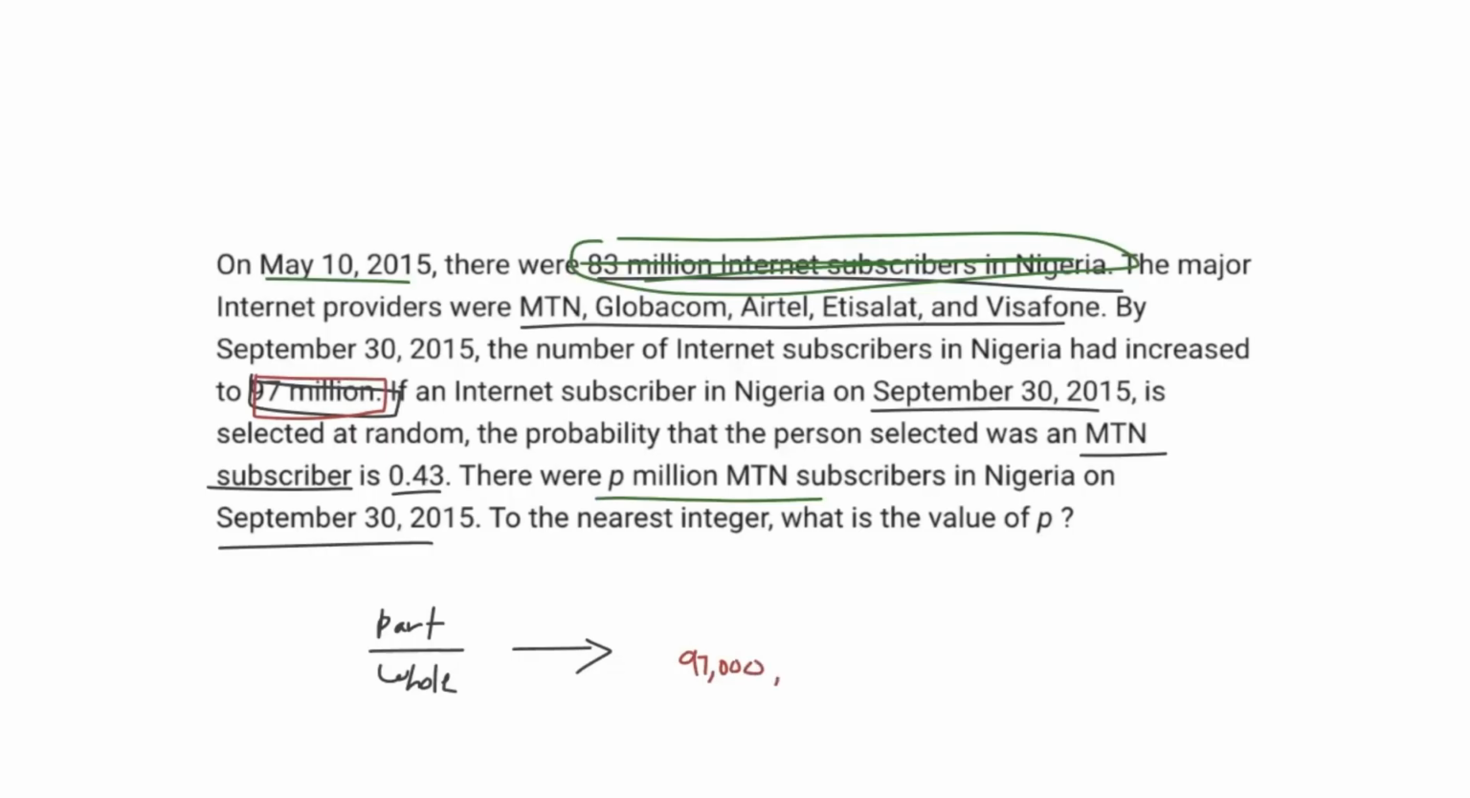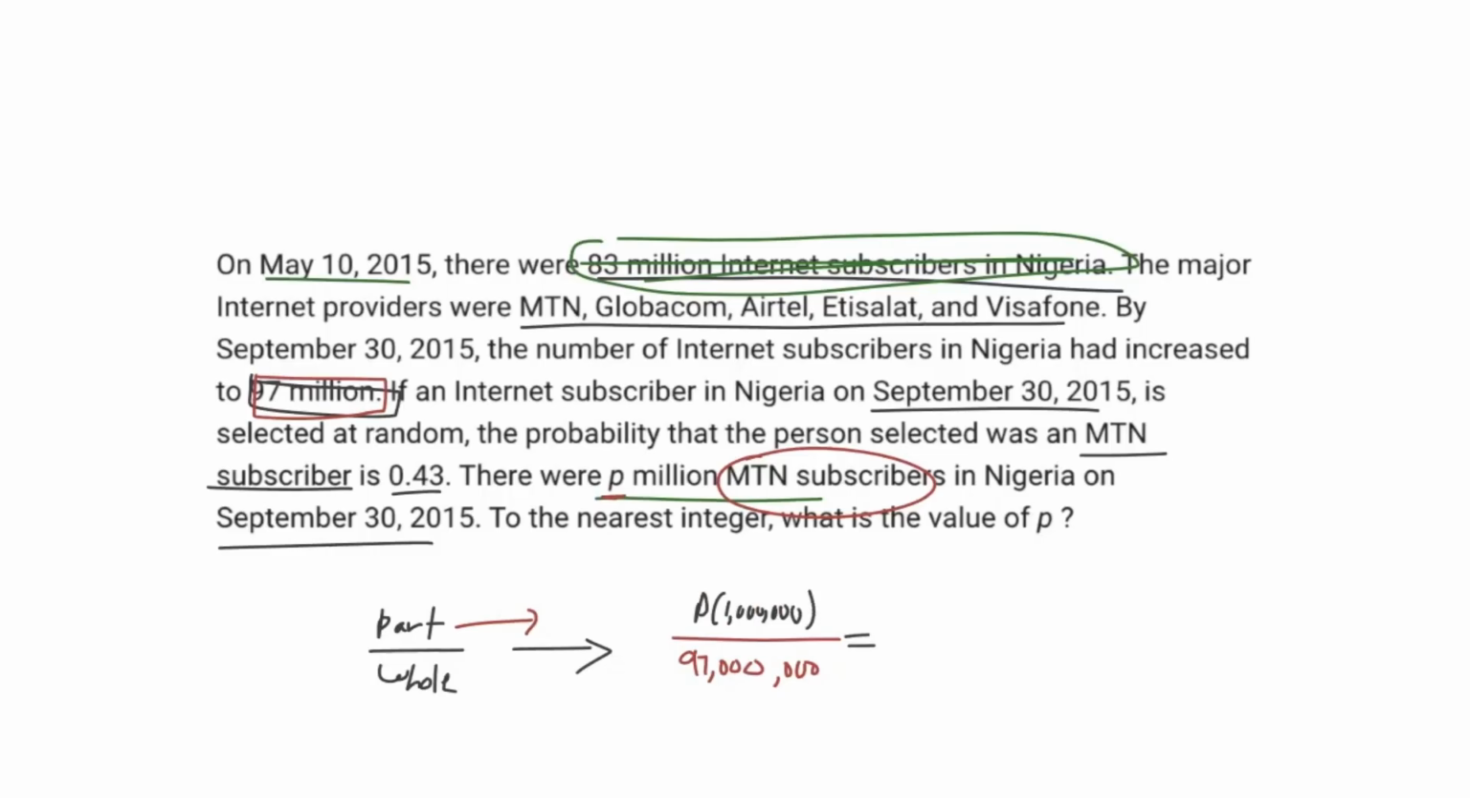And now we have to think about the part. So the part is the number of MTN subscribers, right? We know that the number of MTN subscribers is in terms of P, but P by itself is P million, right? So what we really have is P times 1 million.